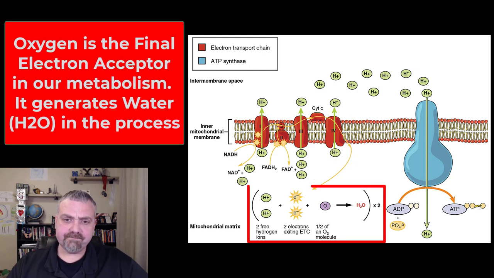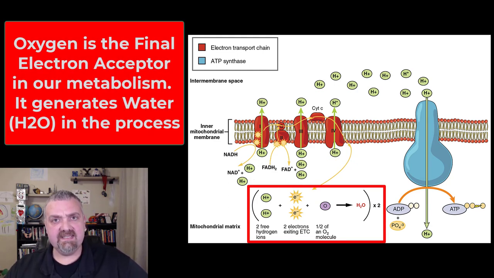The other thing to note here is as these electrons are used up, they need a final electron acceptor, and that's going to be oxygen. So they're at the bottom of the image. Oxygen is going to accept these electrons once they've helped the proton pumps work. Oxygen is going to accept those electrons and become water. So this is why we need oxygen.